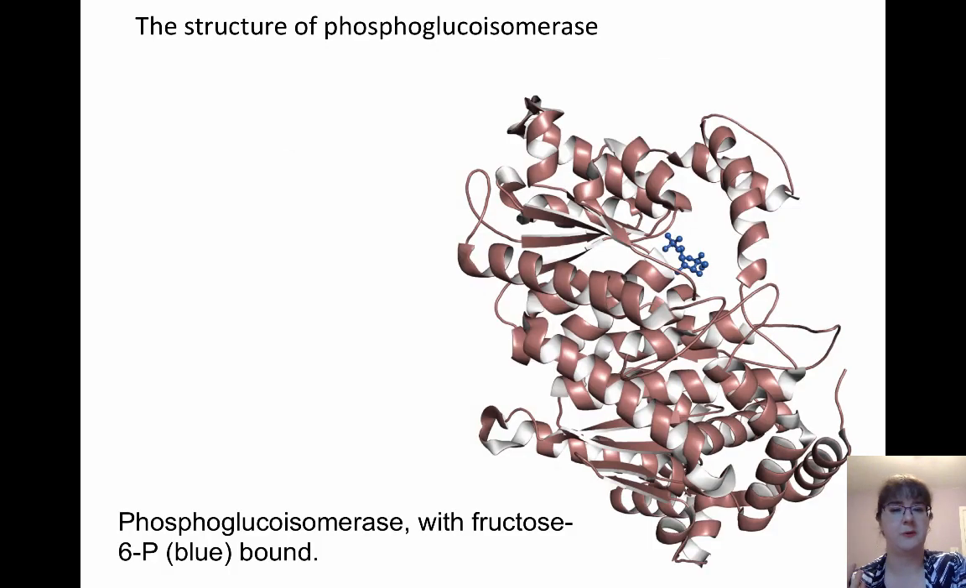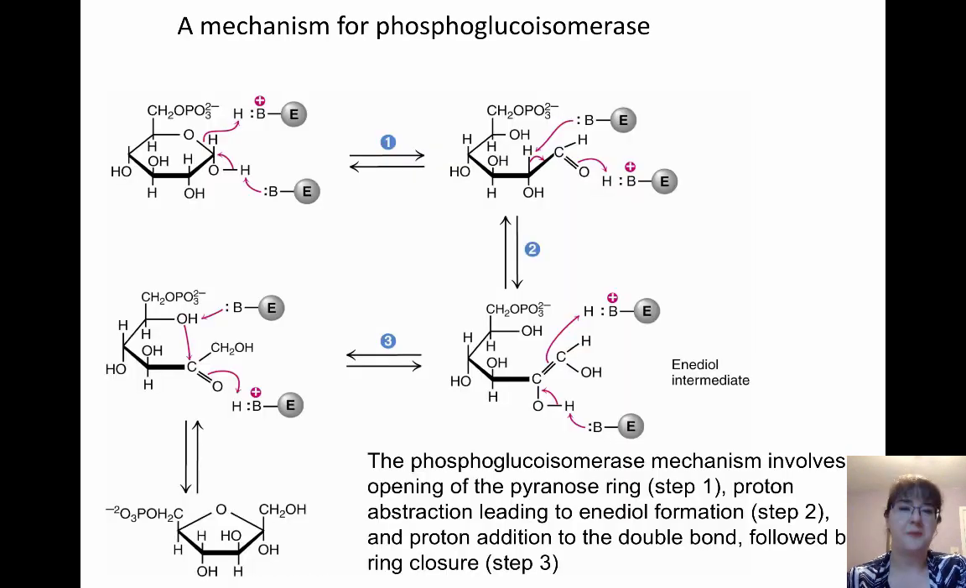There's a picture of phosphoglucoisomerase. Look at all the pretty alpha helices. And fructose here is shown bound in blue. For our mechanism, the main thing I want you to realize is this is a good time to pause the video or go back and look at the PowerPoints and take a look at what's actually happening. But the main thing I want you to pay attention to is as we're looking at this, here you see this circle of E, that's for our enzyme, and then the B with the 2 dots is for a base.